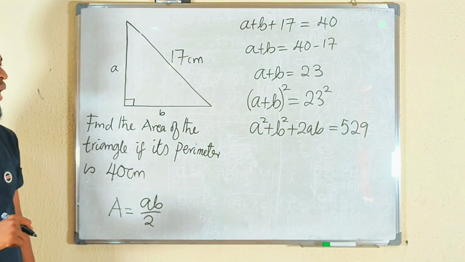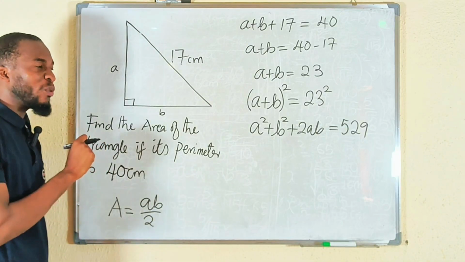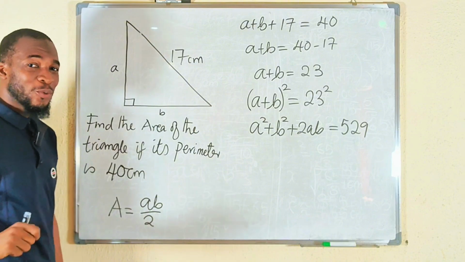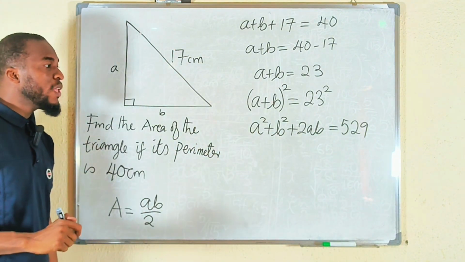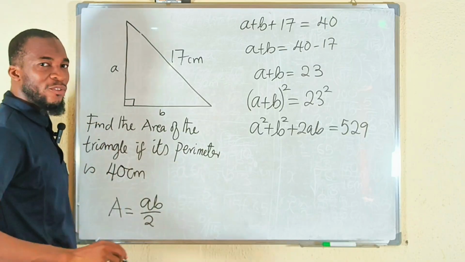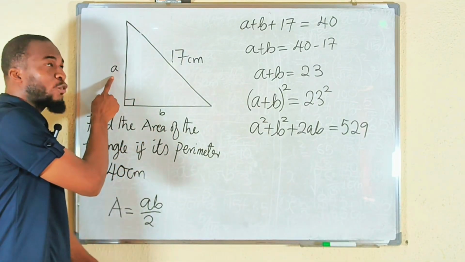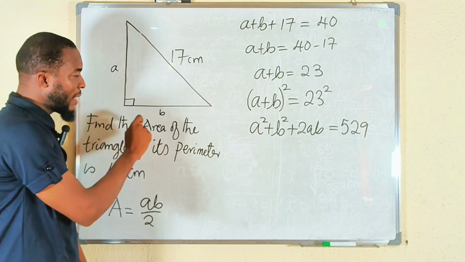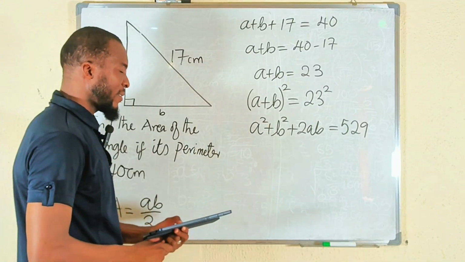Again, I think Pythagoras will help us here because we know that according to Pythagoras, A squared plus B squared is equal to 17 squared. But we have A squared plus B squared here, which we can remove and replace with 17 squared. I think I don't have to write it. Remember Pythagoras, this squared plus this squared, which is A squared plus B squared, is always equal to 17 squared.